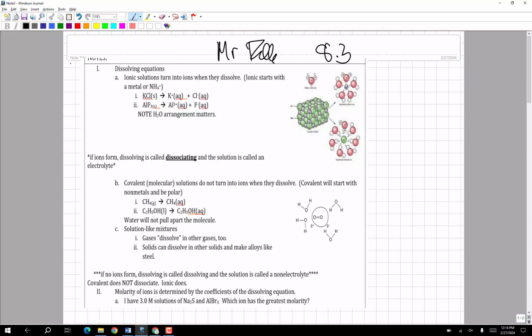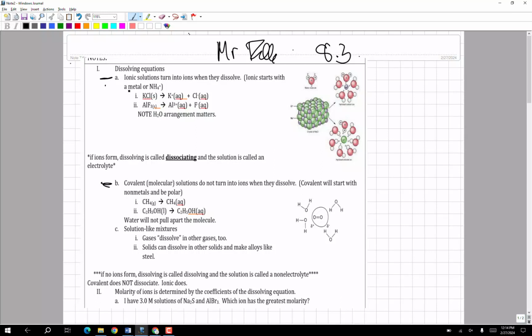Welcome to 8.3. We're going to do a little net ionic equations, dissolving equations, all that good stuff. So we're going to start with dissolving equations. When stuff dissolves, what happens? Ionic solutions, there's two forms: ionic solutions and covalent solutions. Ionic solutions turn into ions when they dissolve.